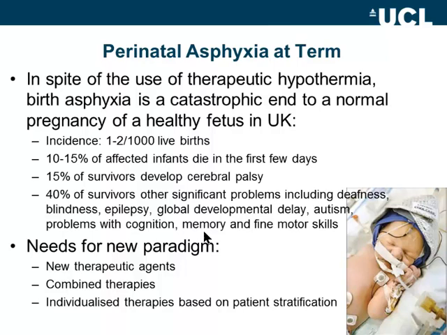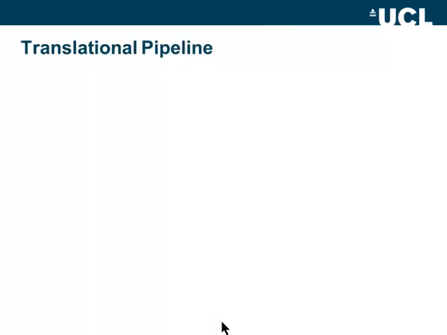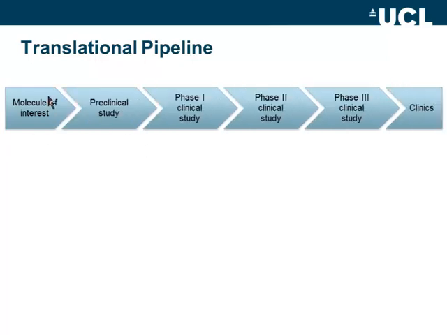The new paradigm, from a research perspective, not only physics or engineering research, is really about development of new therapeutic agents or combined therapies or maybe individualized therapies. And for this, what we need is biomarkers. Moving a little bit sideways from pure physics, consider the translational pipeline. This is the standard way of getting from a molecule of interest all the way into the clinics. There are a lot of stumbling blocks around.